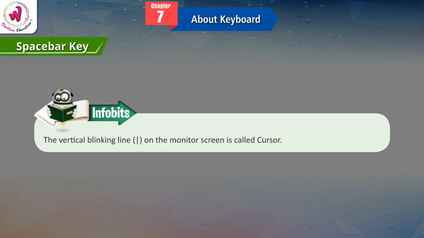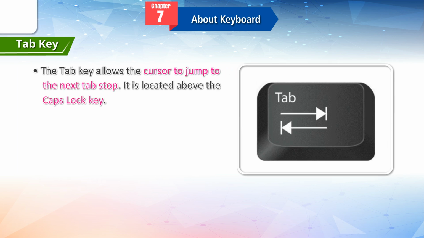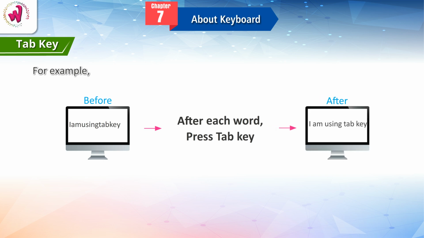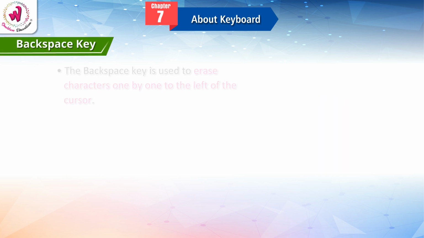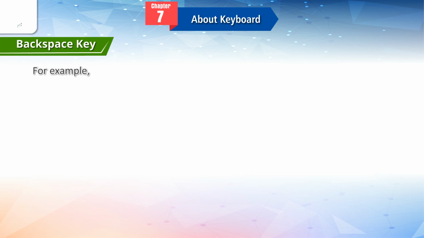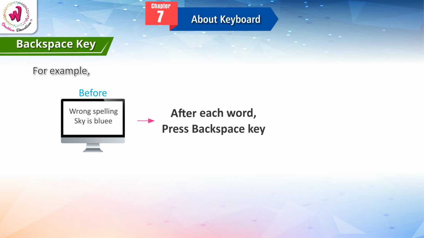Info bits. The vertical blinking line on the monitor screen is called cursor. Tab key. The tab key allows the cursor to jump to the next tabbed stop. It is located above the caps lock key. For example, before, after each word, press tab key. Backspace key. The backspace key is used to erase characters one by one to the left of the cursor. For example, before, after each word, press backspace key.